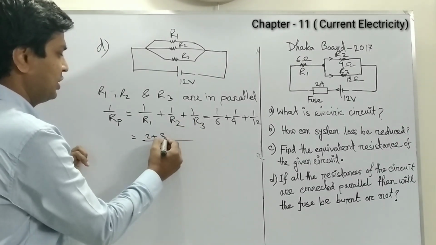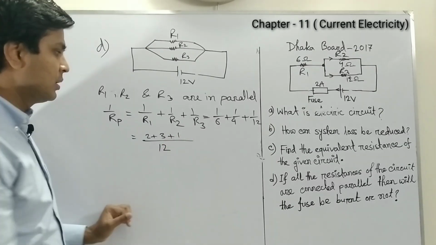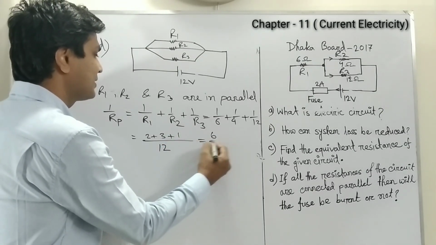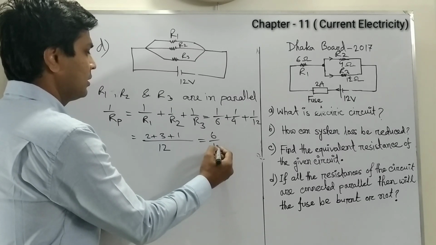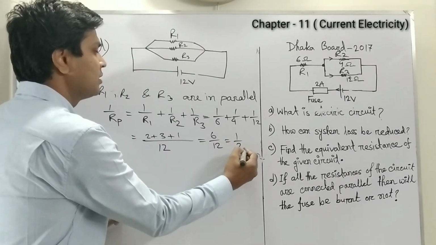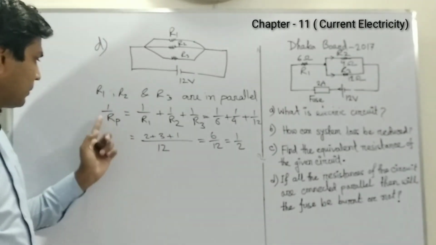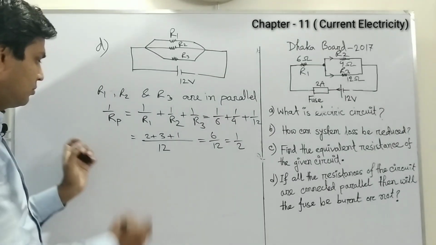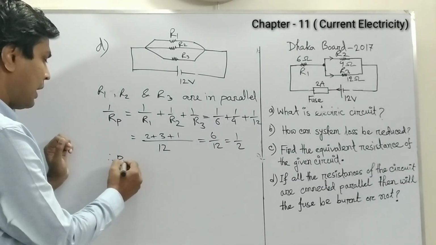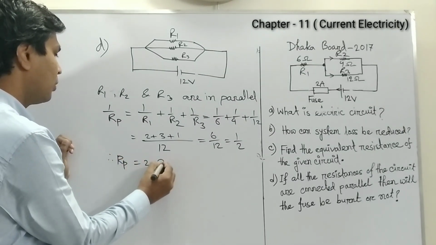2 plus 3 plus 1. Answer will be 6 by 12. That means 1 by 2. 1 by Rp equal to 1 by 2. So the value of Rp will be 2 ohm.